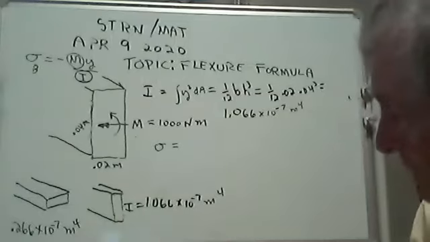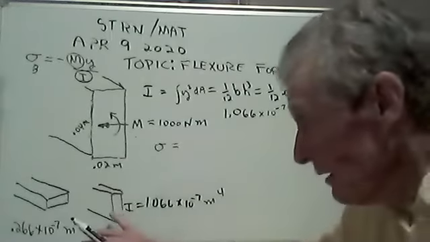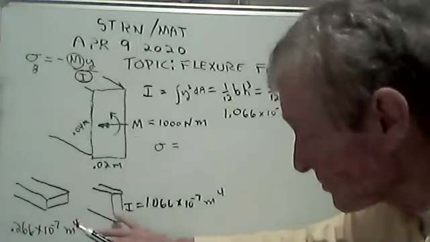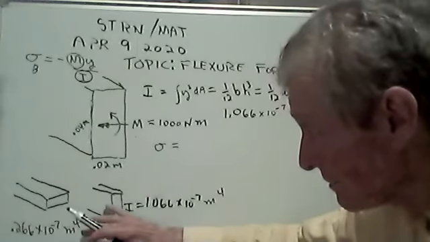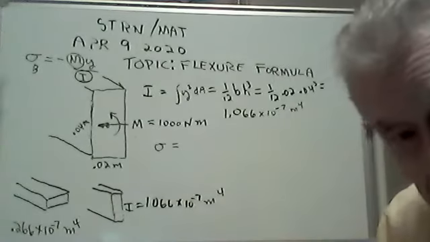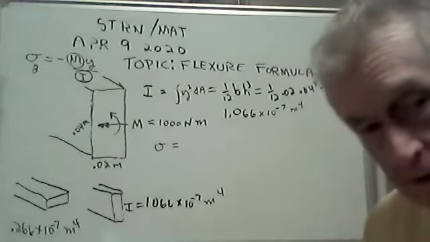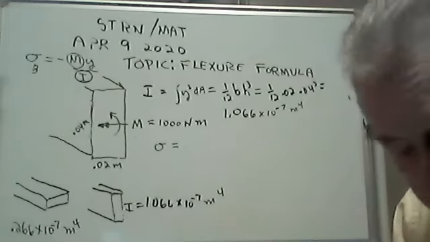Okay, and now I'm going to see how many times bigger it is. If you take that and you divide by that, it's 4 times roughly. What they're saying is it's 4 times harder. It's 4 times as hard to bend that beam that way than it is that way. Did that make sense? Hopefully.